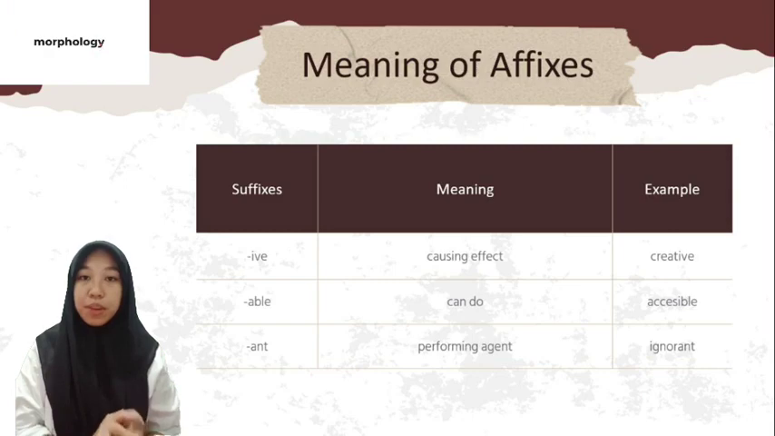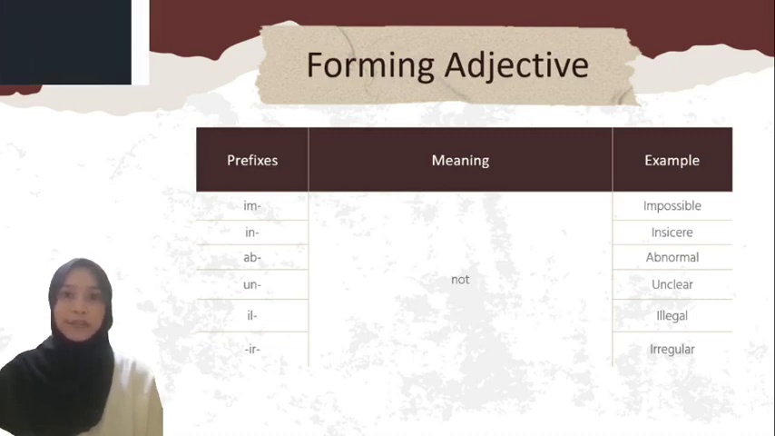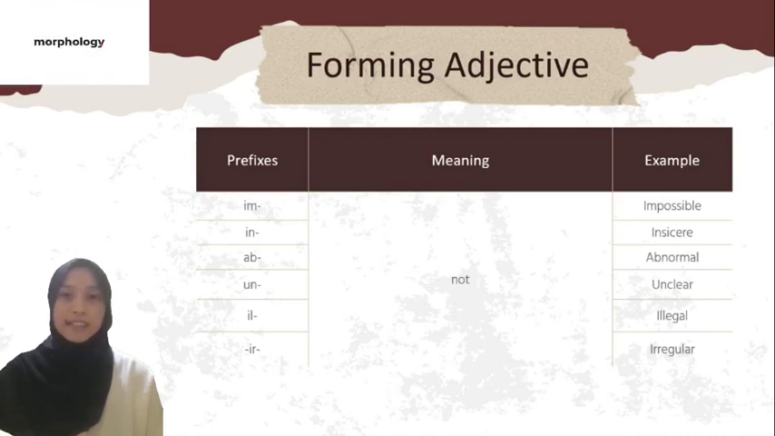The next material will be explained by Alivia Kartini. Okay, next, forming adjectives by adding prefixes. The first is prefix im. Example, impossible. Example of sentence, I think it's impossible to meet with her. Next, prefix in. Example, insincere. Example of sentence, I don't need to hear that from an insincere person. Next, prefix ab. Example, abnormal. Example of sentence, I feel nothing abnormal with this house.